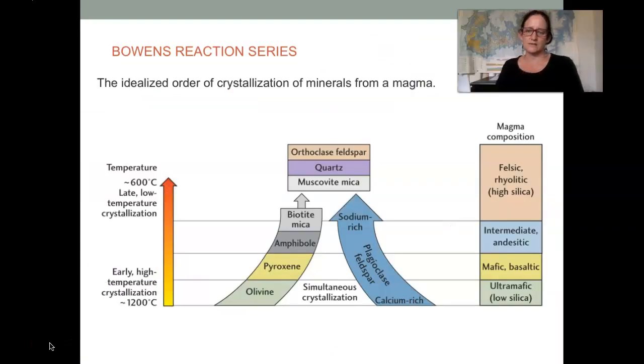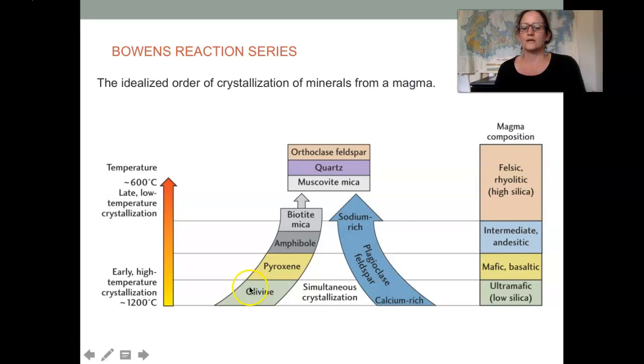Bowen's reaction series is a listing of the minerals in the order that they crystallize out of a magma based on their temperature. So high temperature crystallization would be minerals like olivine and the calcium-rich feldspars, and those would be minerals that are part of an ultramafic rock. Ultramafic means it's a rock high in magnesium and iron.